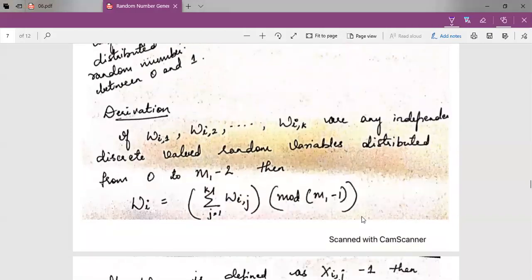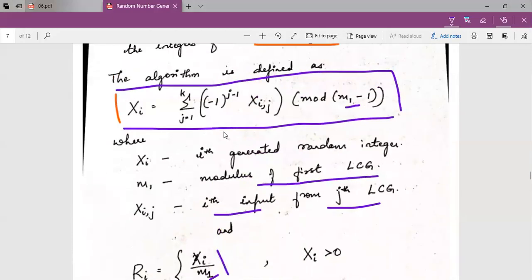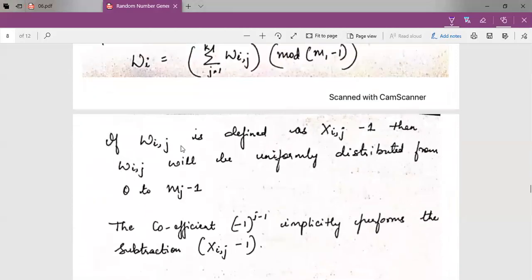And this is the derivation that is done. If W(i,1), W(i,2), and so on up to W(i,k) are any independent discrete random variables distributed from 0 to m1 minus 2, then Wi can be calculated as the summation from j equals 1 to k of W(i,j), modulus m1 minus 1, almost similar to this equation.